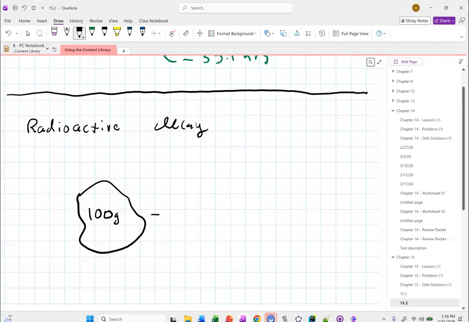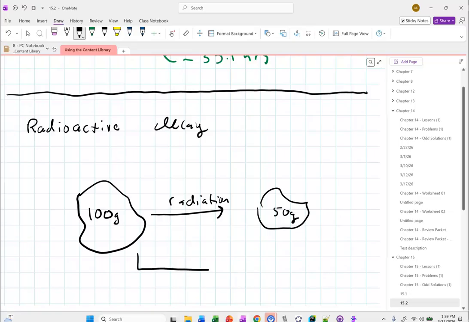As that substance emits radiation, it loses mass because those particles, those protons, neutrons, electrons, all weigh something. So it loses mass, and if it's losing protons, it becomes a new element. If it's just losing neutrons or electrons, it's going to become a new isotope.